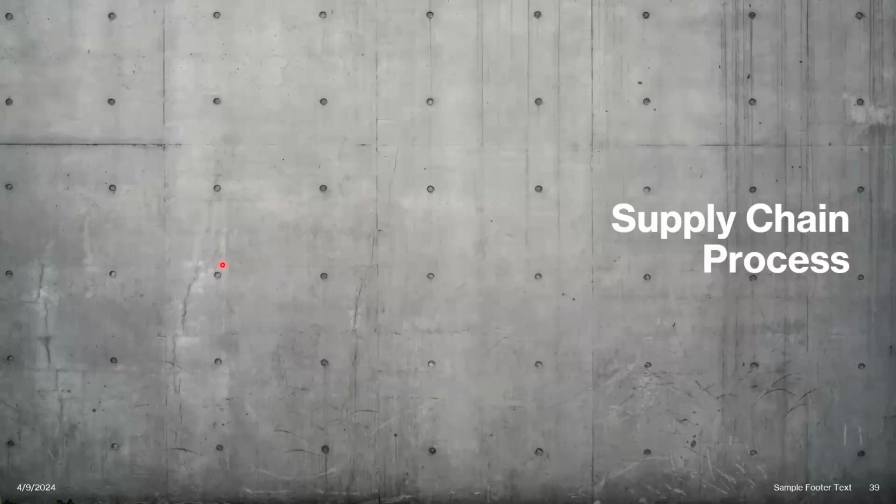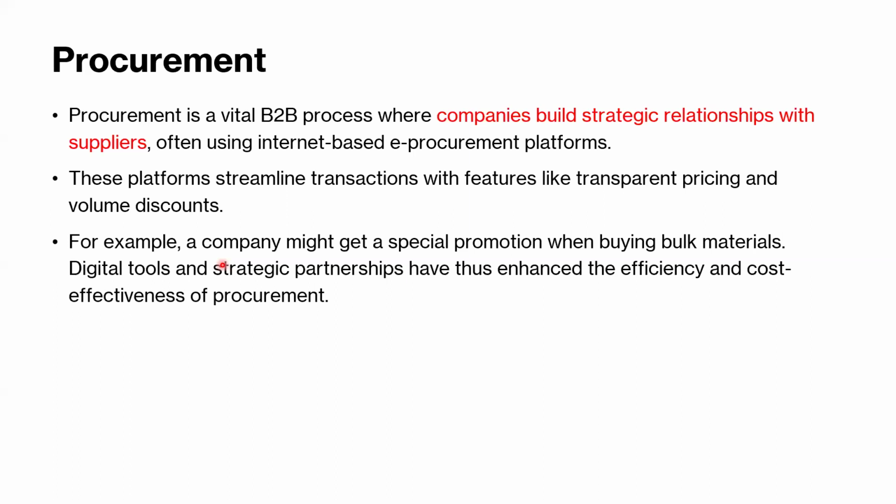Okay, now we have talked about the drivers or factors important for the supply chain, right? So now we are going to talk about the supply chain process. These are the sub processes or sub tasks that you may already know. The very first one is procurement, right? So procurement is a very important business process in our supply chain management, right?